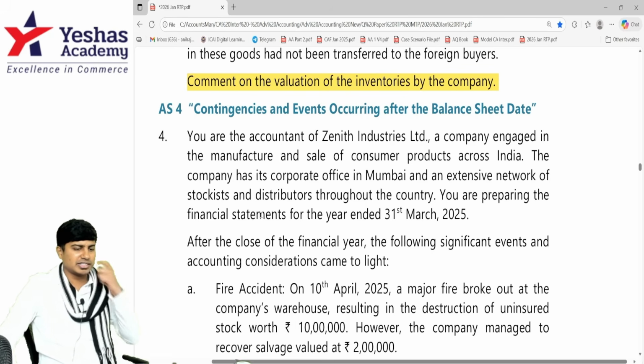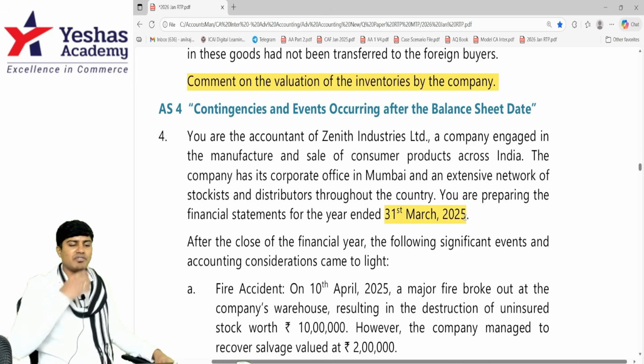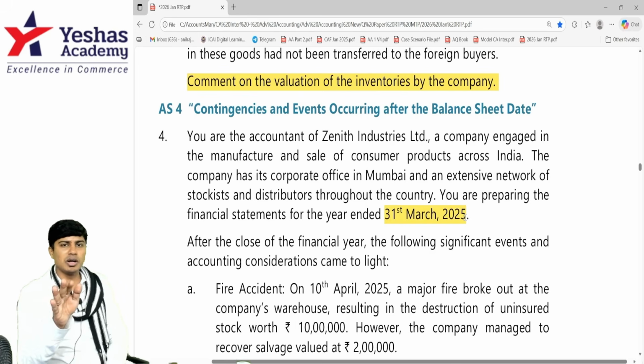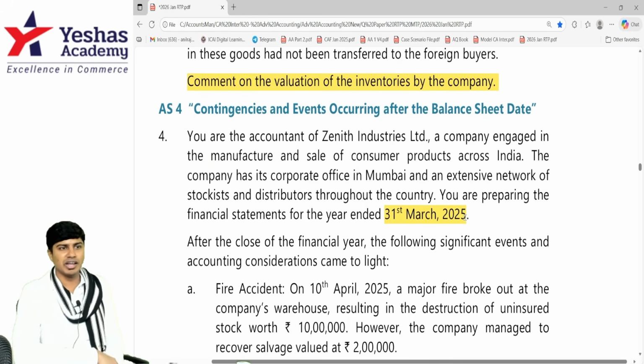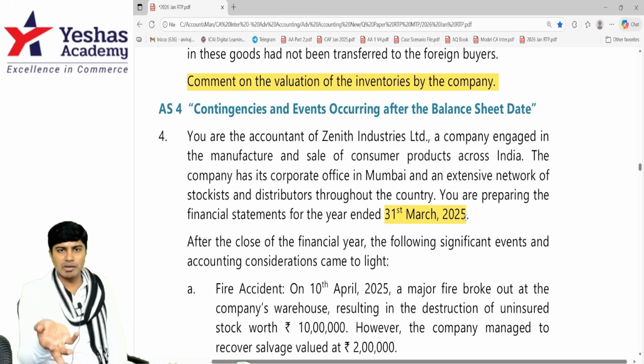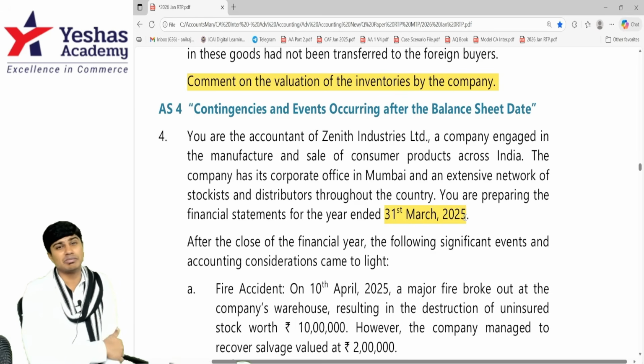You are preparing financial statements for the year ended 31st of March 2025. You are not preparing them on 31st of March 25. After 31st of March, you need to accumulate all the ledger data and journal data, prepare the trial balance, prepare the financial statements, and then get the approval of the board. It will take quite some time.